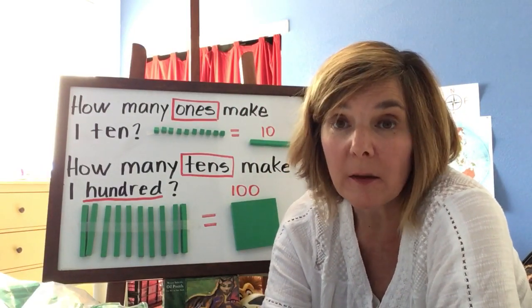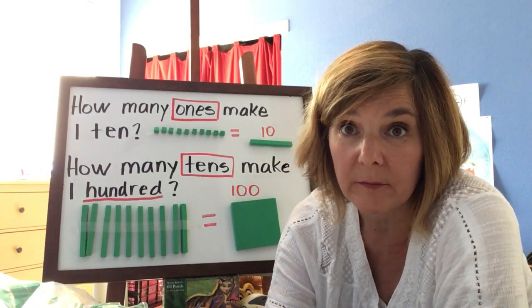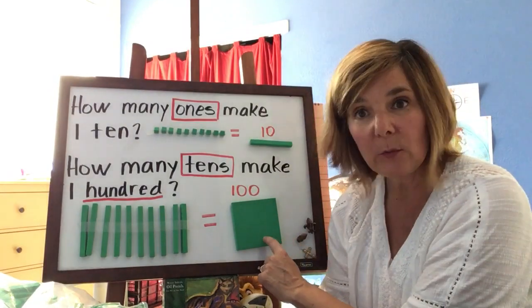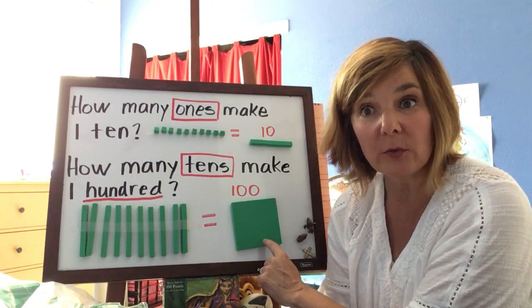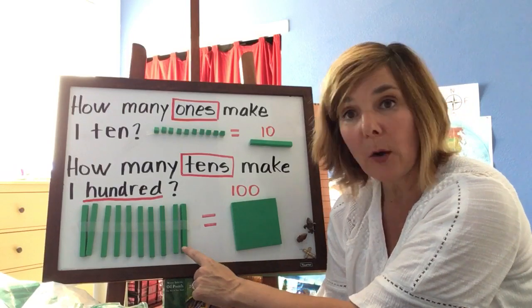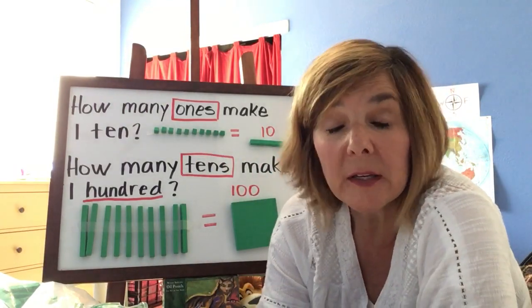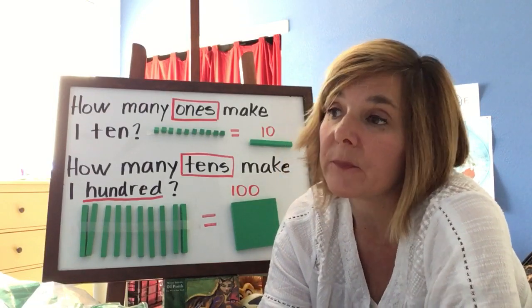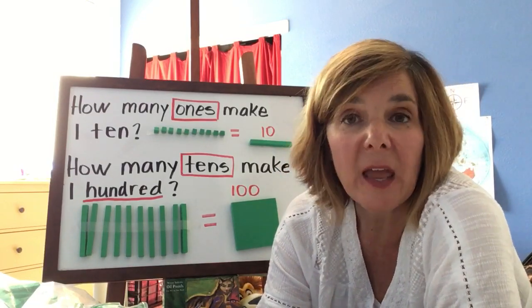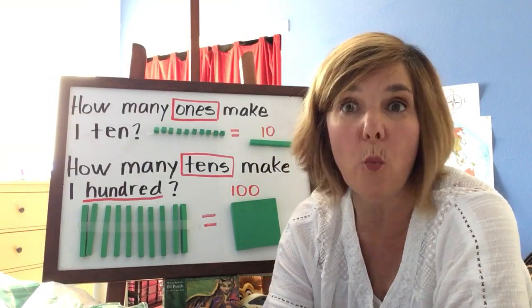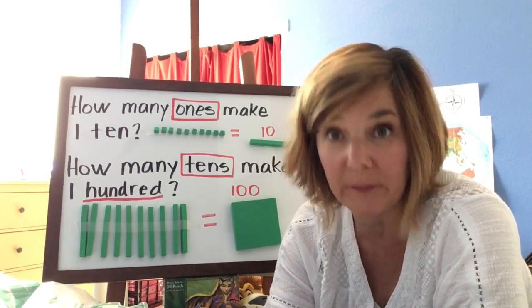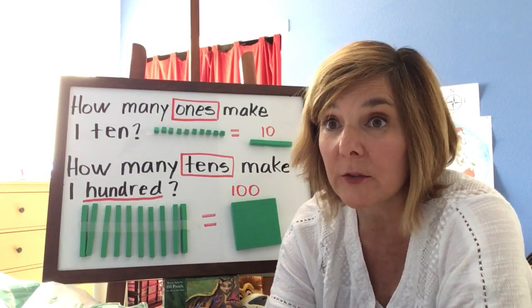10 tens make 100. Now, you might not have seen one of these yet, but this is called a hundreds flat. These are 10 towers, and these are hundreds flats, and these are ones. All right, now let's talk about how to get to 1,000. Can you say this after me? 10 hundreds make 1,000. Yep, we're going to learn how to do that today.